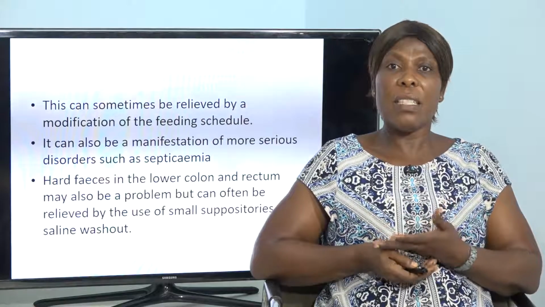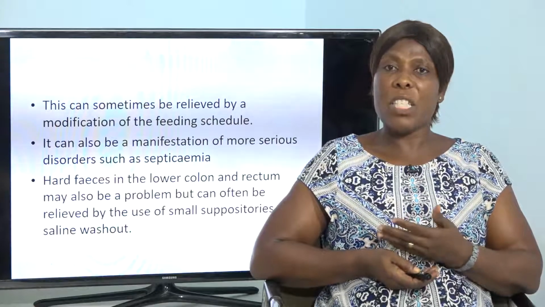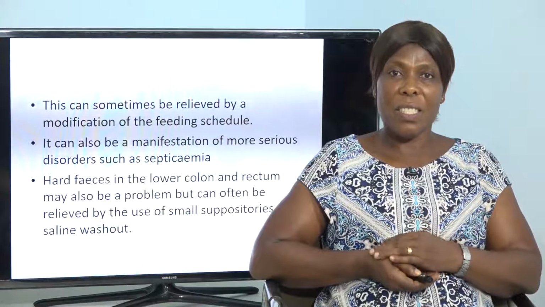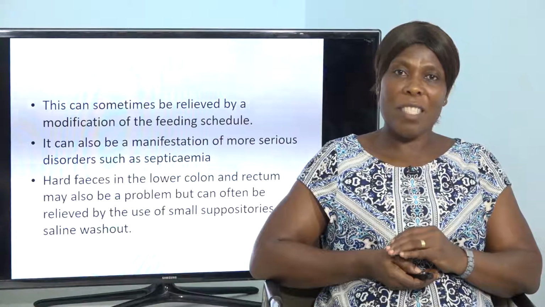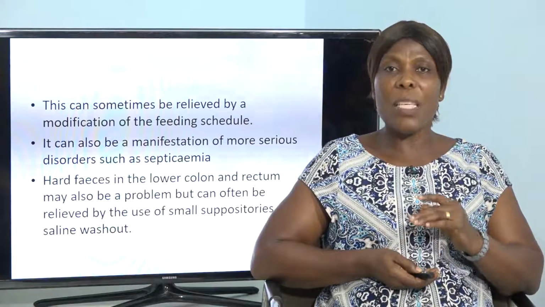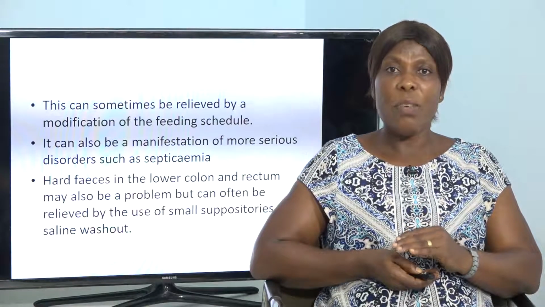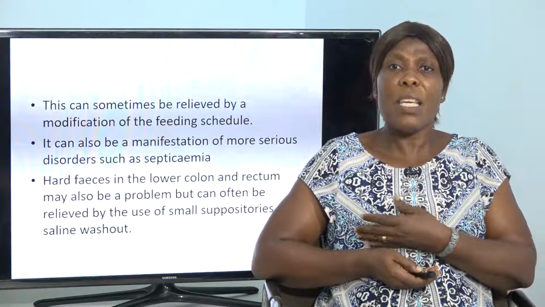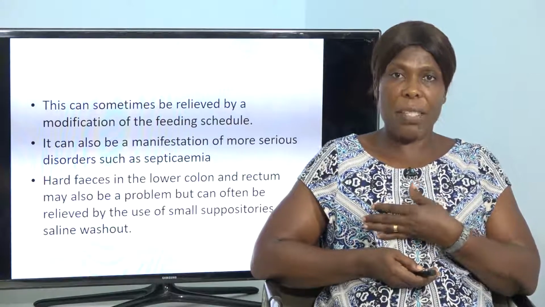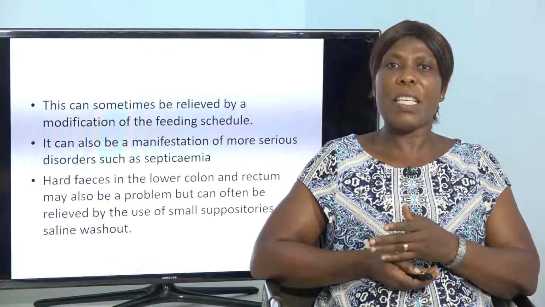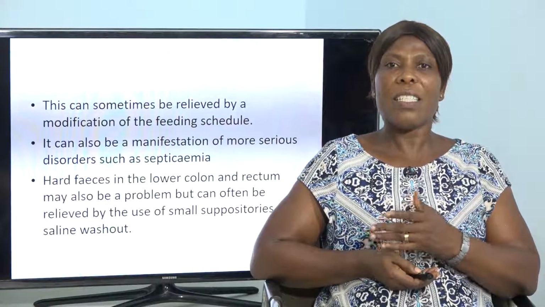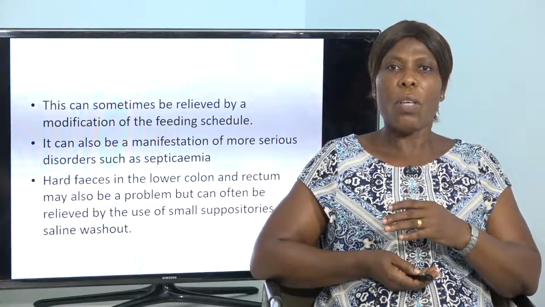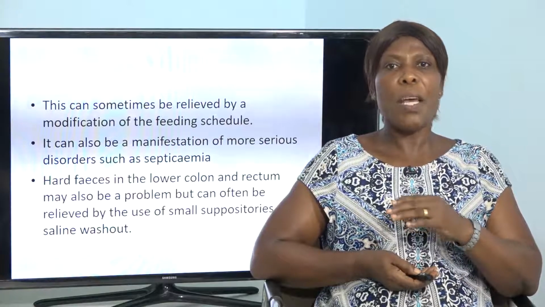So with this distension of abdomen, the best treatment that you can give to the baby is what? Modification of feed. We said that we don't schedule baby feed, but we feed them on demand. But when such distension of abdomen occurs, we need to schedule the feed for the baby. And then we also make sure that the baby is well attached to the breast. It can also be a manifestation of more serious disorder, such as what? Septicemia.